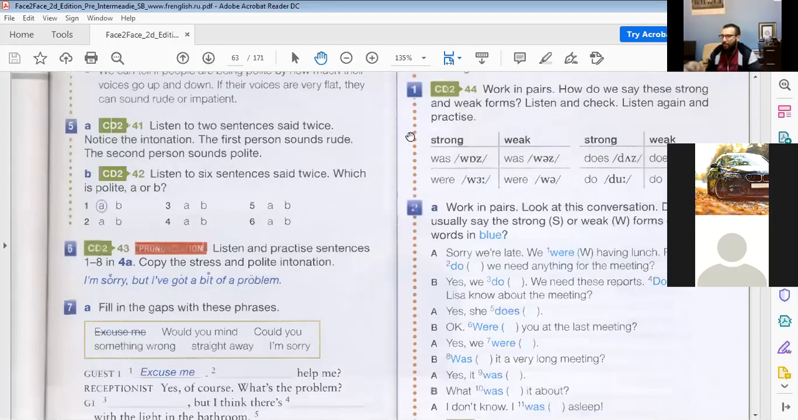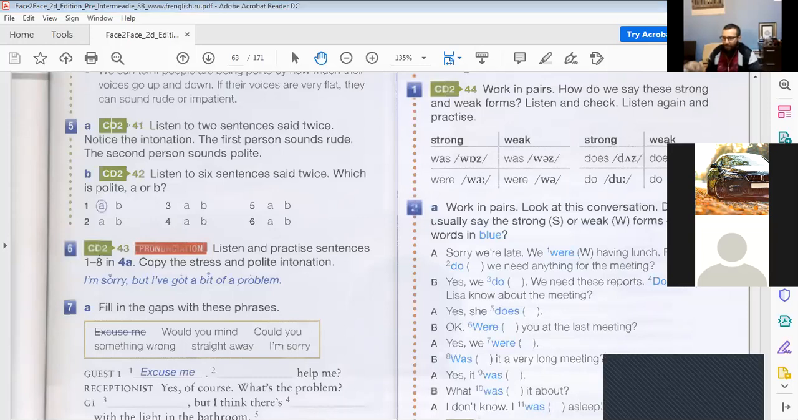So now I want you to listen to the two forms, the strong form and the difference between it and the weak form. There's a small difference. I want you to listen to this, and after that I'll explain to you how we can do number two. So let me just show you the difference. So let's listen to this.